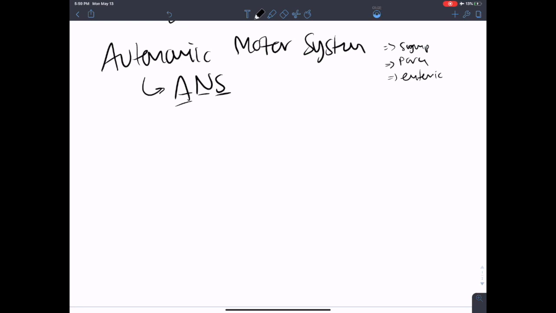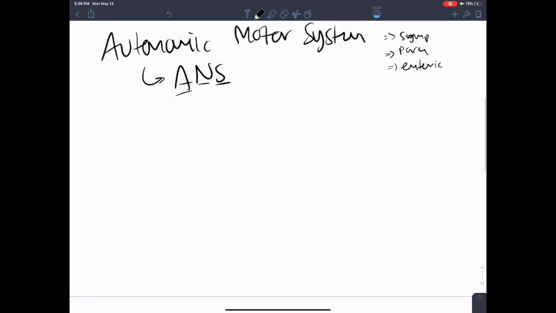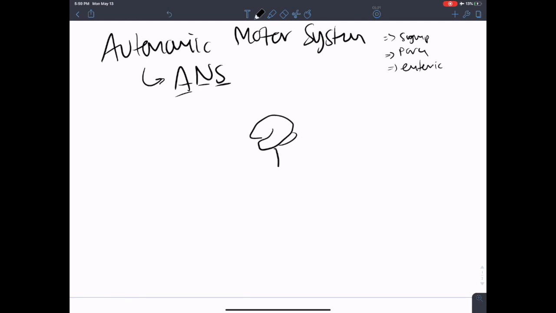But we're going to focus on the sympathetic and the parasympathetic. So I drew an overview of this in the study guide, so I'm not going to draw that again, just so I have time in this video to do other things. But basically, if I'm going to draw a really simple copy of that, here's your brain, here's your spinal cord.